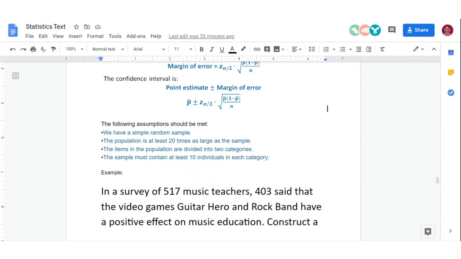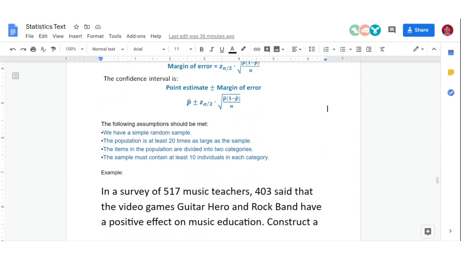Now, the items in the population are divided into 2 categories. You've got to have yes, no. You've got to have smoker, non-smoker. You've got to have male, female. Just like with the binomial, you're going to win a burger or you're not going to win a burger. It's 2 categories.